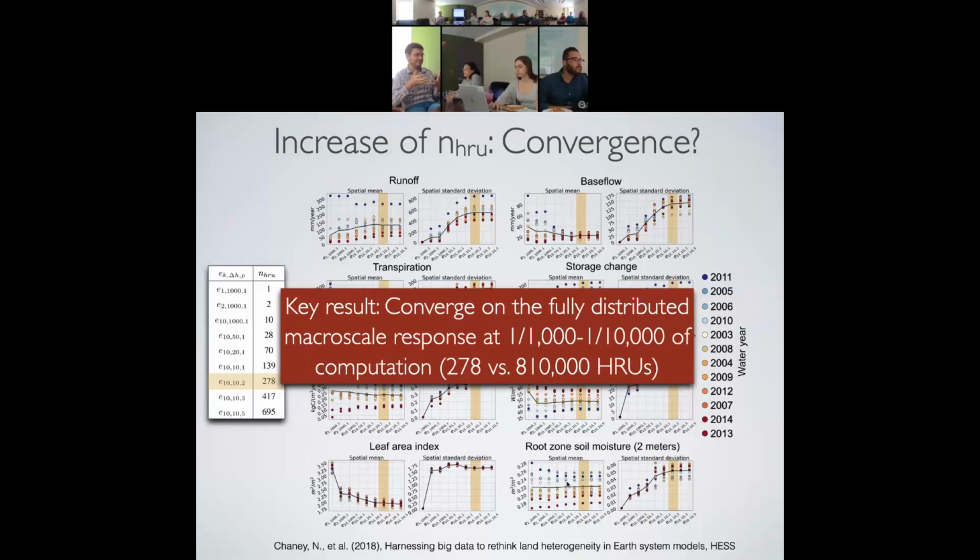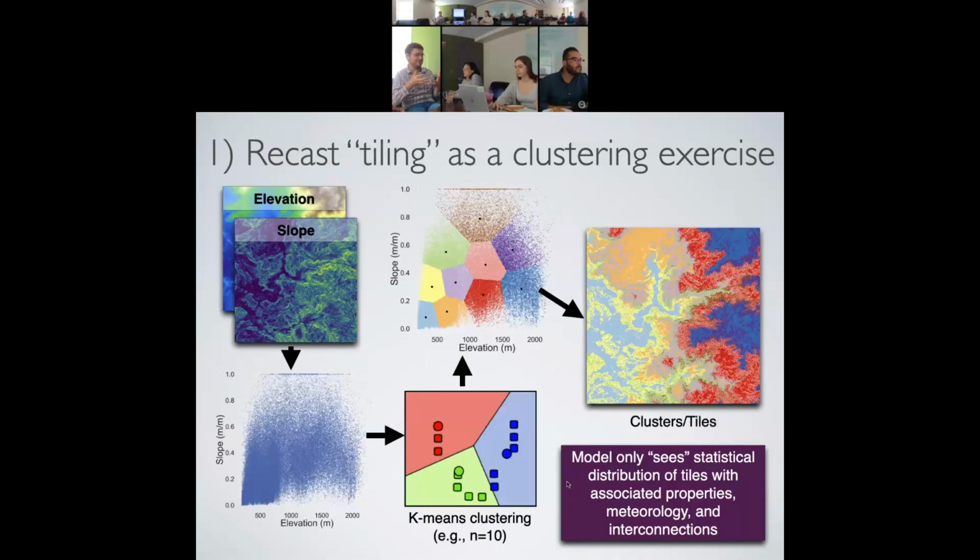Okay, let me jump to the last part to make sure we cover that. I wanted to go over the highlights of where I see tiling going, and I recast it in the concept of clustering because it gives us a lot of flexibility. My first point is that tiling exercises, when possible, should be recast as clustering exercises. That's really what we've been doing, especially on data. Like land cover tiles, we're really just clustering. We've just never put it in that framework.